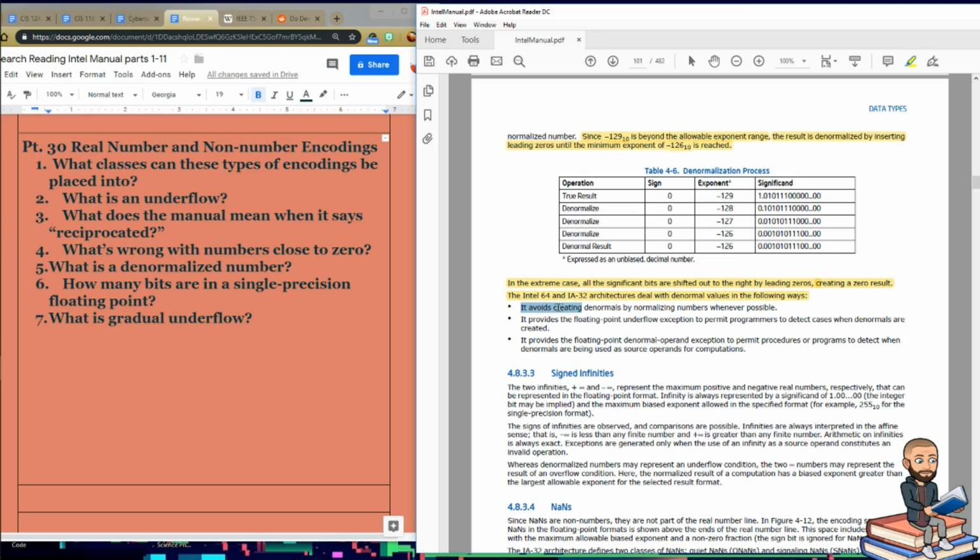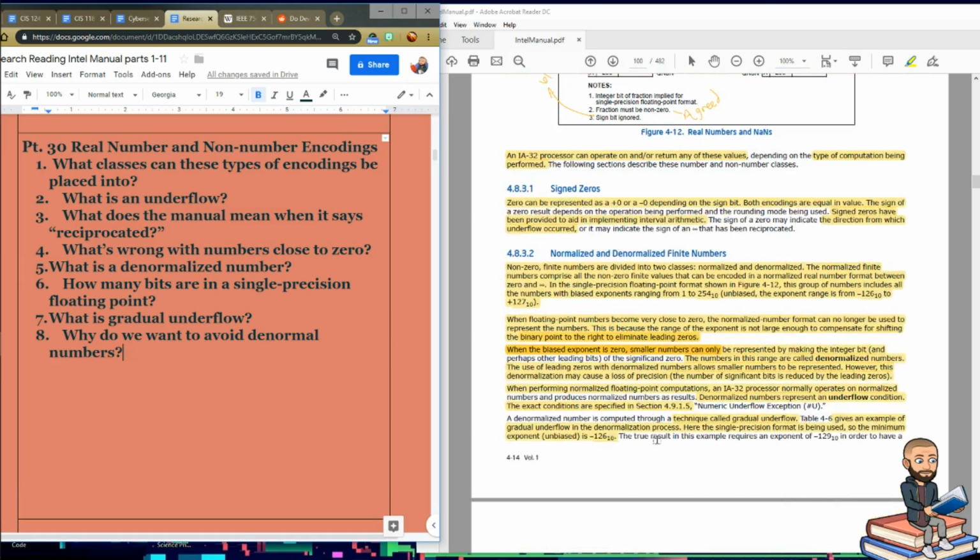And the Intel 64 and IA32 architectures deal with denormal values in the following ways. It avoids creating denormals by normalizing numbers whenever possible. It provides the floating point underflow exception to permit programmers to detect cases when denormals are created. So that's nice, we'll know when we've lost this precision. And it provides the floating point denormal operand exception to permit procedures or programs to detect when denormals are being used as source operands for computations.